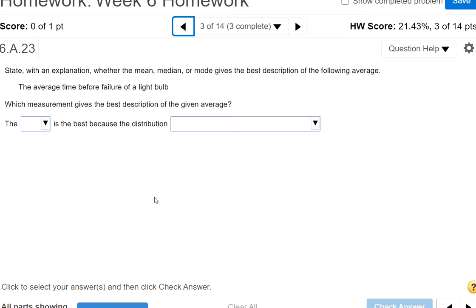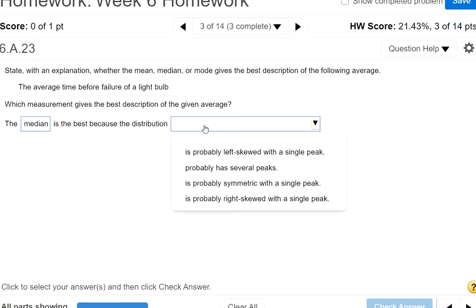Mean, median, or mode. This one, the mean doesn't make as much sense because some light bulbs, you put them in and they only last a couple months and we don't know why. But some light bulbs, you put them in, they just last forever. There's a big spread in the data set and there's likely to be some outliers. So the median is best because of the distribution. Let's see, what do they think? Left skewed or right skewed?